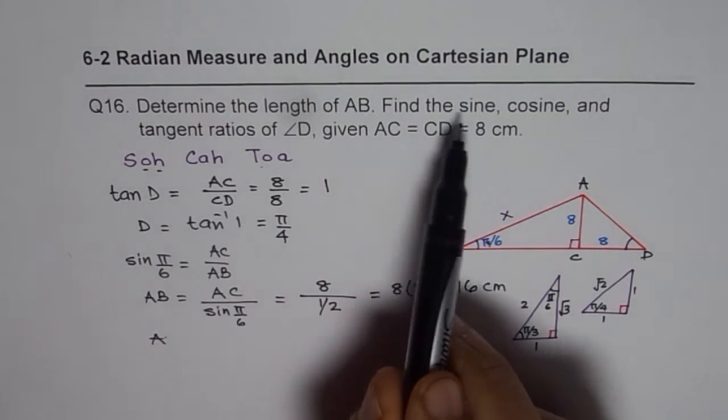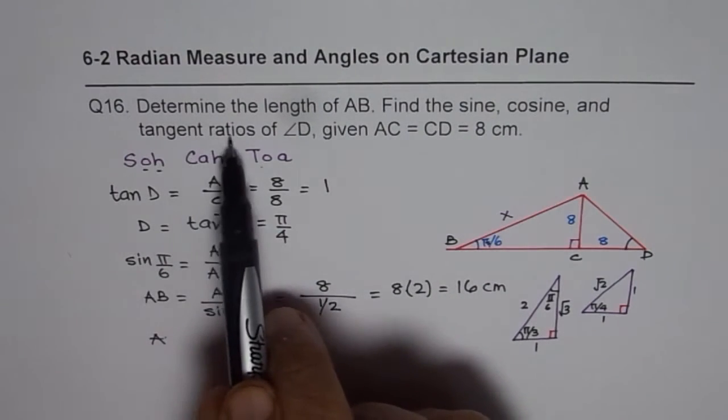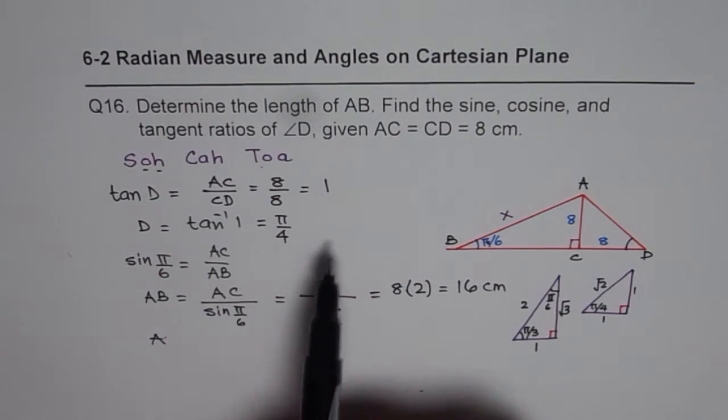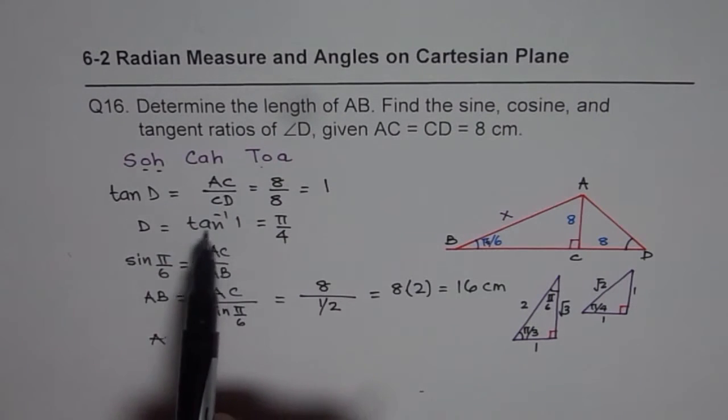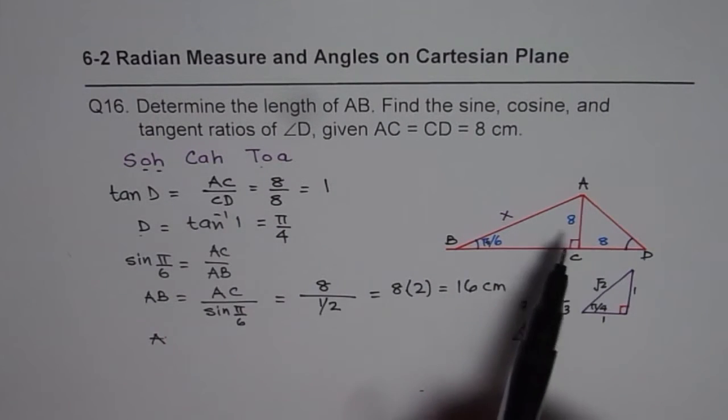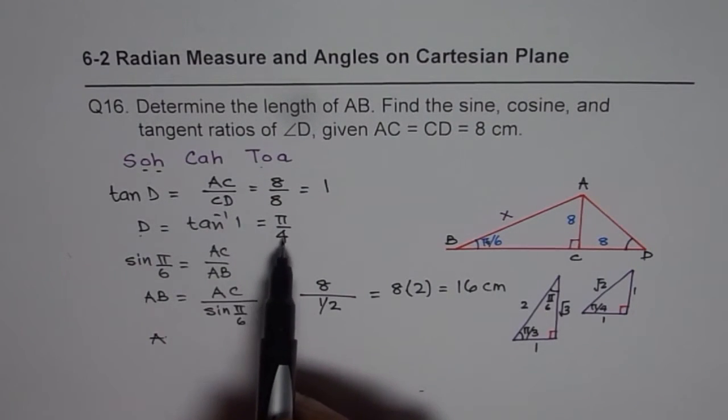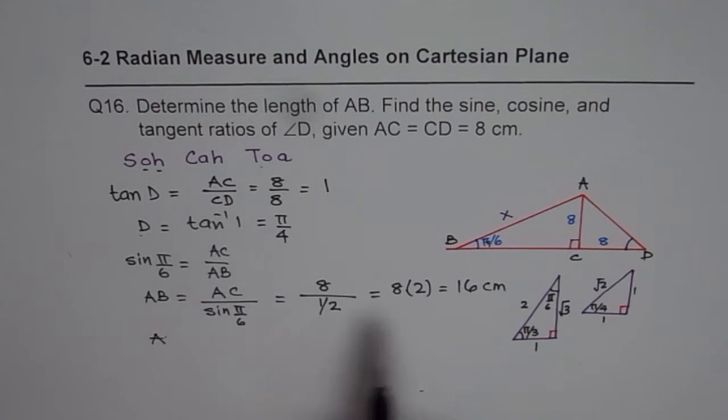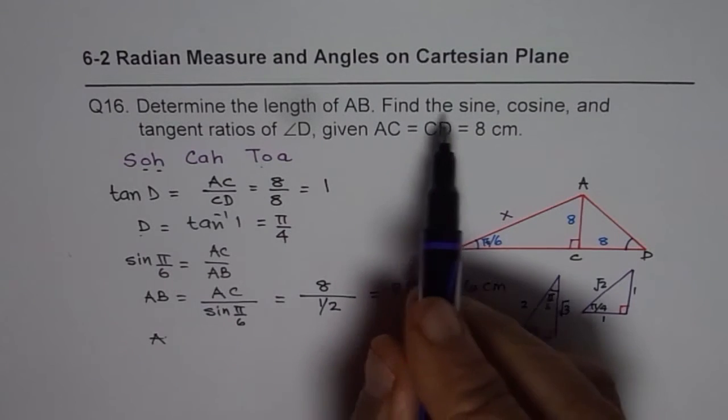It says find sine, cosine and tangent ratios for angle D. So we have to do that part. We already know what tan of D is. Tan of D is 1, right? Pi by 4 is the angle. So we'll now write down sine and cosine of angle D also, right? Okay, so let's continue with it.